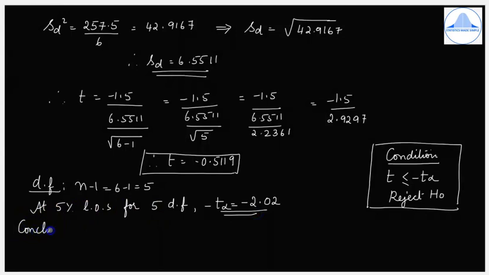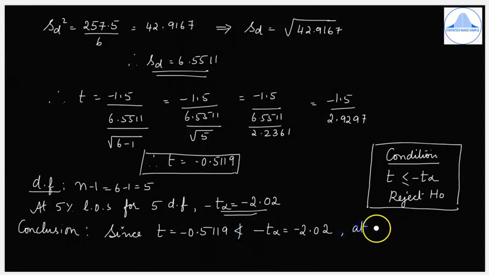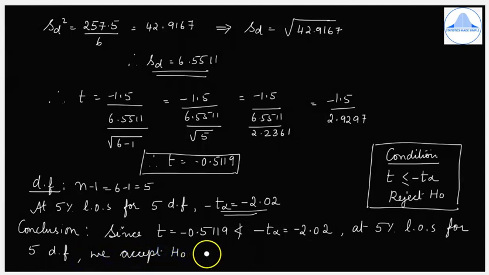So the last step now is to write the conclusion. So since T is equal to minus 0.5119 and minus T alpha is equal to minus 2.02, you have to check whether minus 0.5119 is less than minus 2.02. Okay, so you see that it is not less than. So at 5% level of significance, for 5 degrees of freedom, we accept H0 and conclude that mu1 is equal to mu2.